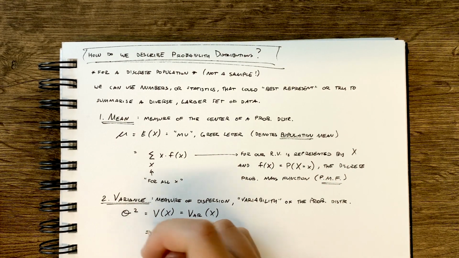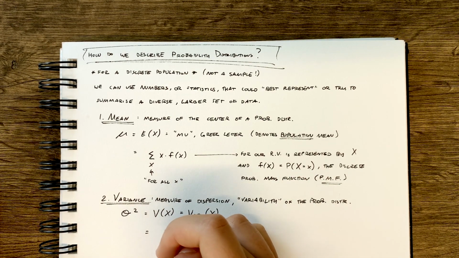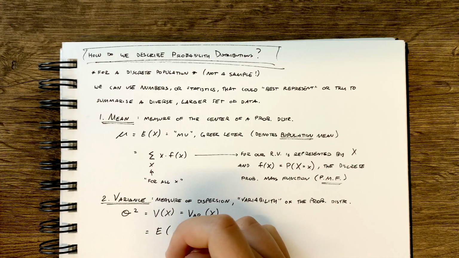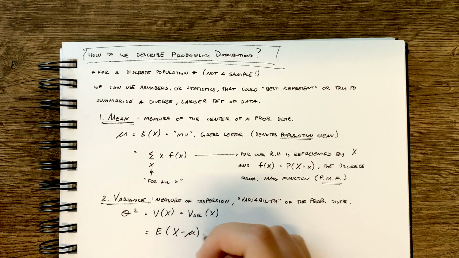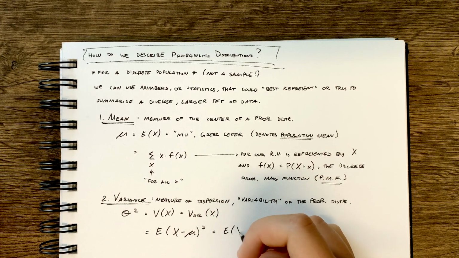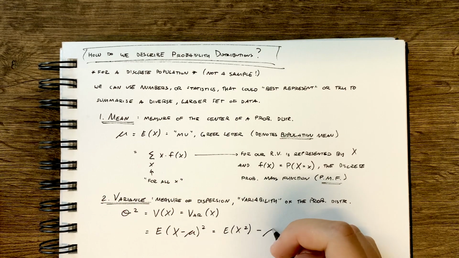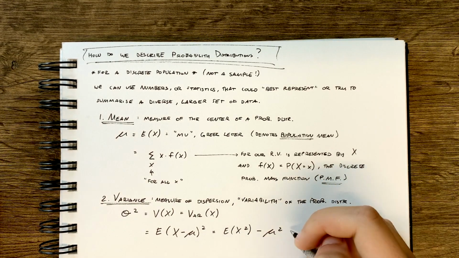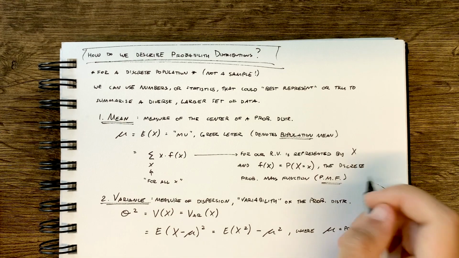And the equation for variance is written as E of our random variable X subtracted from its mean, all squared. And if you just break this down, we find that it's equal to E of our random variable X squared minus the mean squared, where mu is representing our population mean.